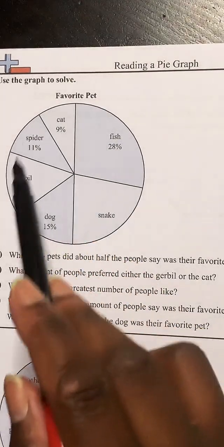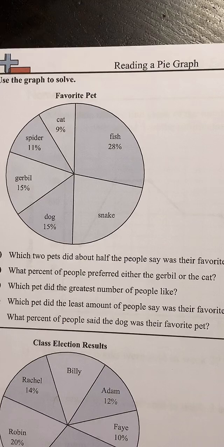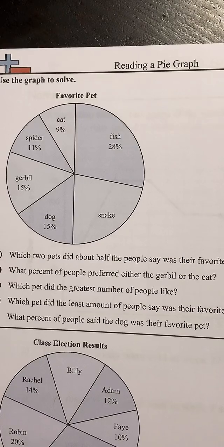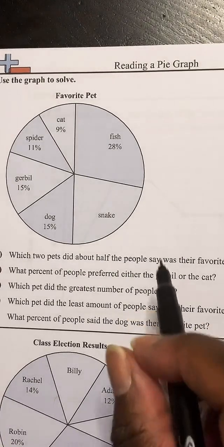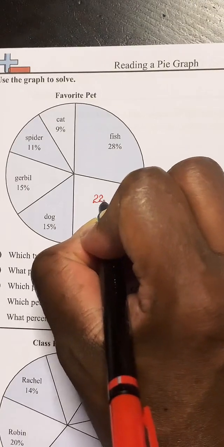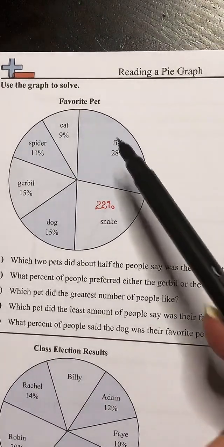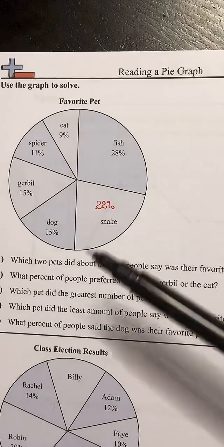In order for us to figure it out, you have to add all of them and then subtract from 100. So if you got your 11, your 9, your 28, your 2 15s, which gives you 30, and then you subtract by 100, we're looking at, for the value of a snake, roughly 22%. Okay. So if they ever ask you to complete the circle graph, that's basically what they're doing.